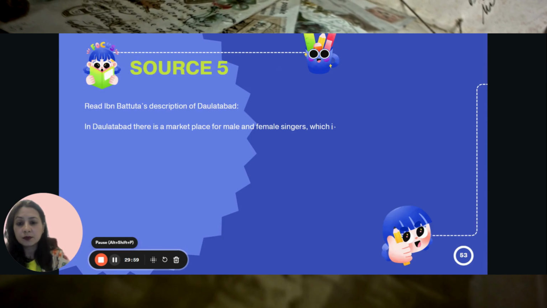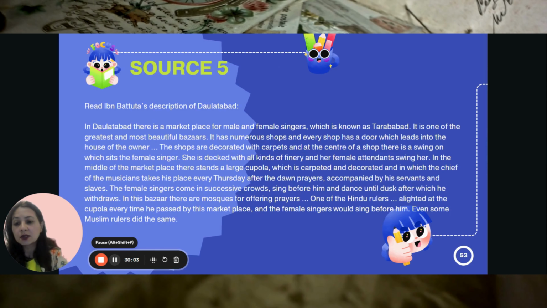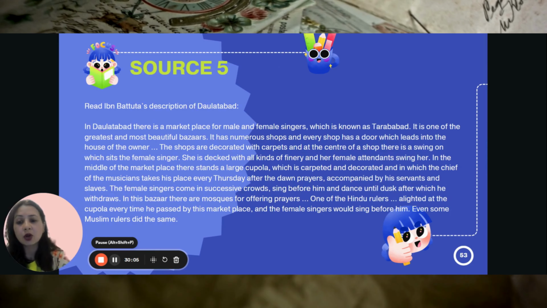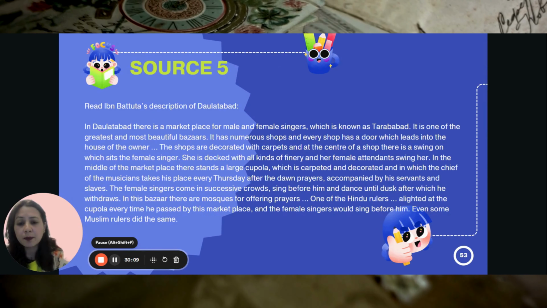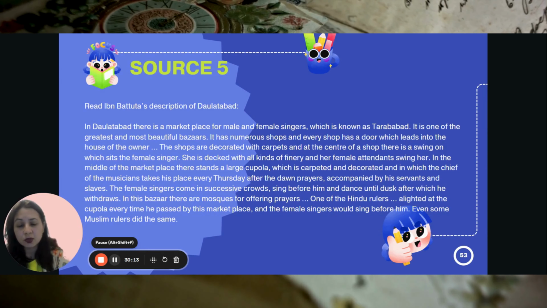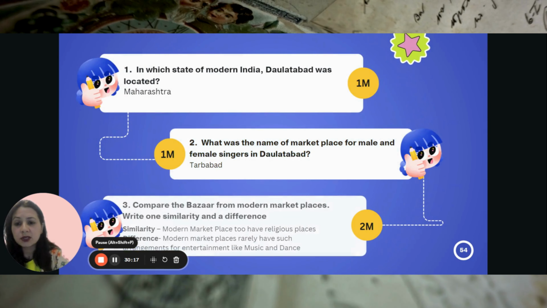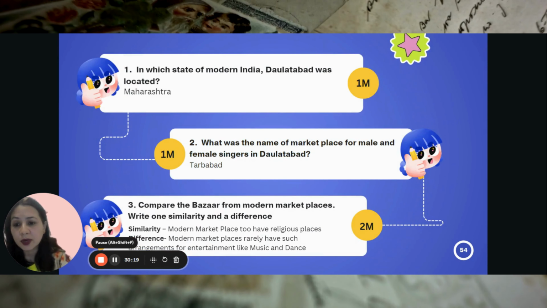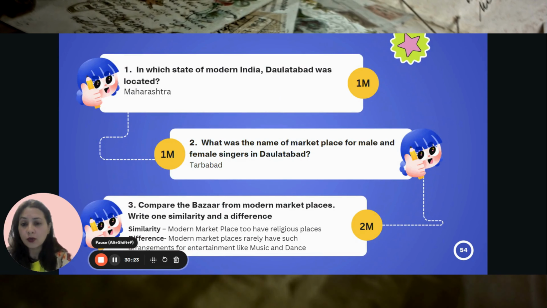Now, moving on to the fifth source. Ibn Battuta has described Daulatabad here. In Daulatabad, there's a marketplace for male and female singers, which is known as Tarababad. So he has written all about the bazaars. And the first question is, in which state of modern India was Daulatabad located? That is Maharashtra.